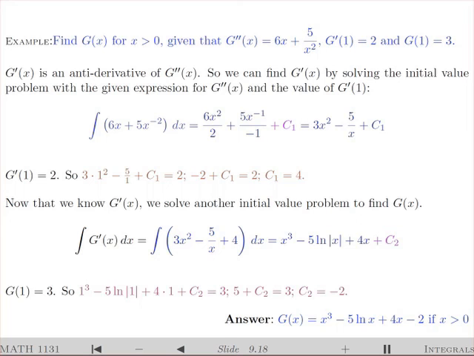In this case, we have the term 5 over x squared. So the domain of g double prime consists of non-zero numbers, which is two intervals, negative infinity to 0 and 0 to infinity. Since the initial value is given at 1, which is in the interval from 0 to infinity, strictly speaking, we can determine g only in that interval. That's why in the problem it says find g of x for x greater than 0. And since x is positive, we didn't really need the absolute value. That's why in the answer I left out the absolute value. This concludes our discussion of initial value problems for now.